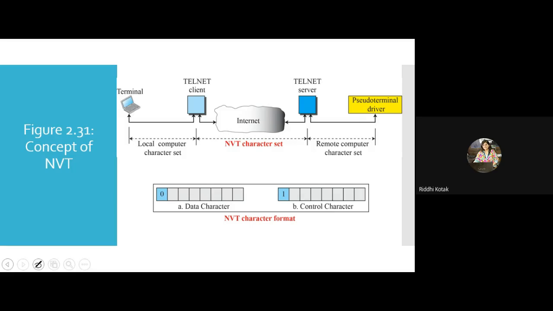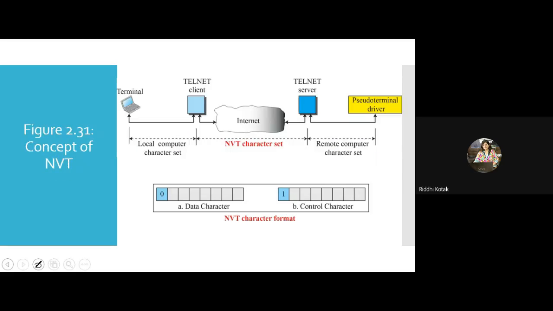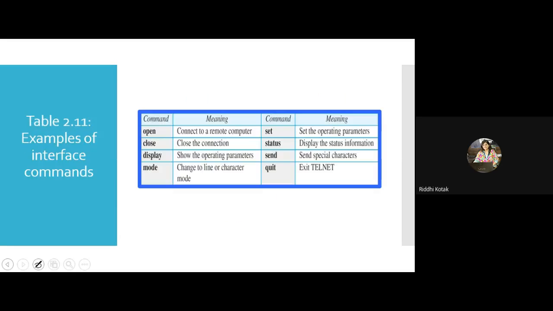Okay. Now let's go with the commands which are used for this interface. So first, we will have to establish the connection, whether it is from client to server, right? So the first command will be open. It will provide the connection. We will discuss one by one. To connect a remote computer in a network, the first command will be open.